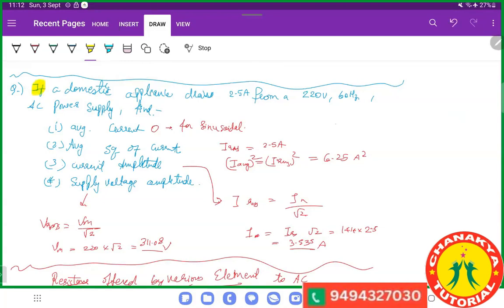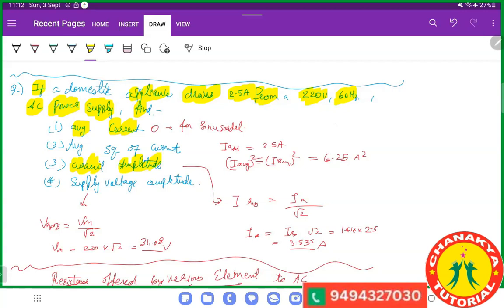So let's start with this question today. If a domestic appliance draws 2.5 ampere from a 220 volt, 60 hertz AC power supply, find the average current, the root mean square value of current, and the current amplitude, that is I naught.